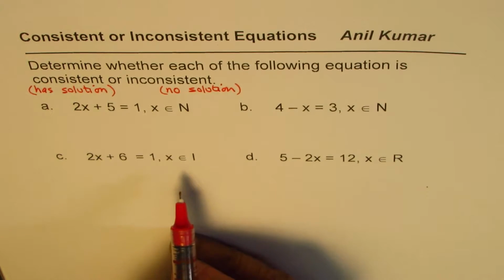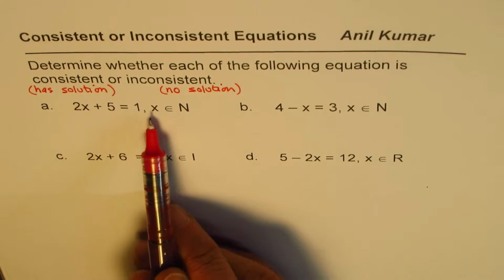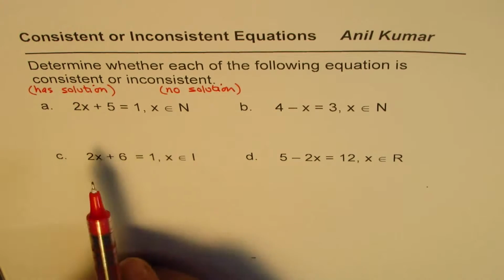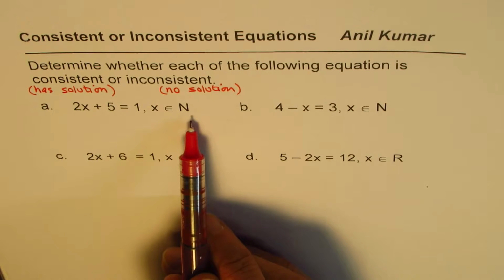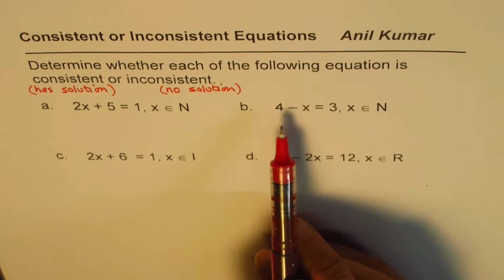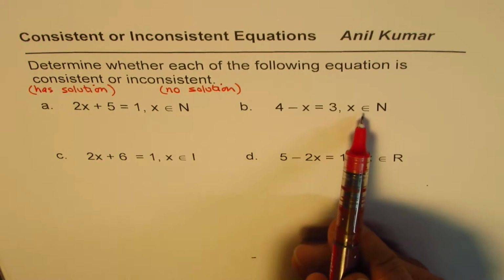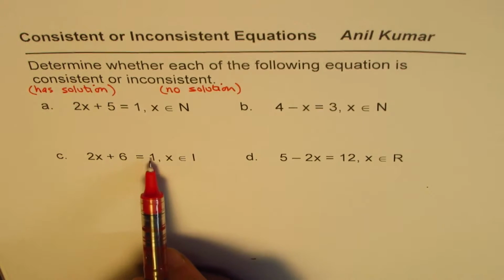So we'll work with these four equations. The first one is 2x plus 5 equals 1, x belongs to natural numbers. Natural numbers are numbers like 1, 2, 3, 4 and so on. 0 is not a natural number. B is 4 minus x equals 3, x belongs to natural numbers. C is 2x plus 6 equals 1.